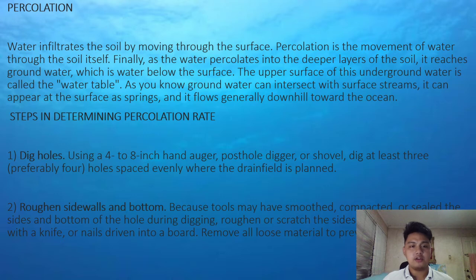So here are the steps in determining percolation rate. You need to dig a hole 4 to 8 inches using a shovel, and it needs to have at least 3 holes spaced where the drain field is planned. Next is to roughen the sidewalls and bottoms. So you need to smooth out the hole when you are digging so that it will not collapse inside.